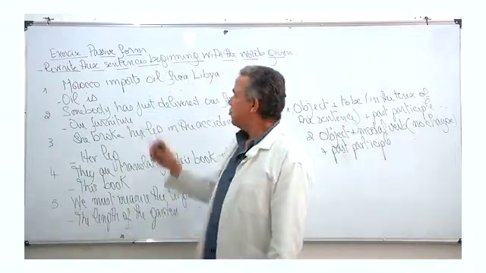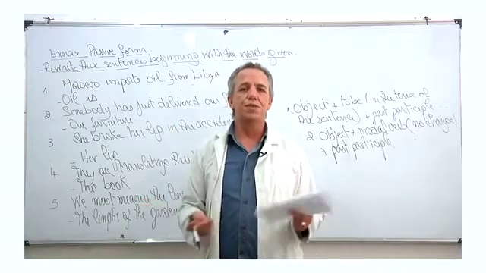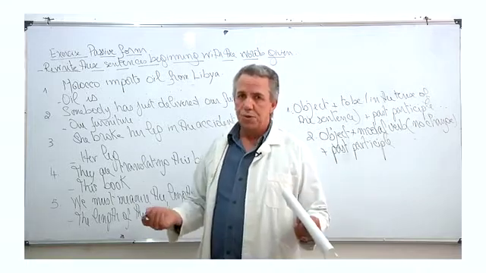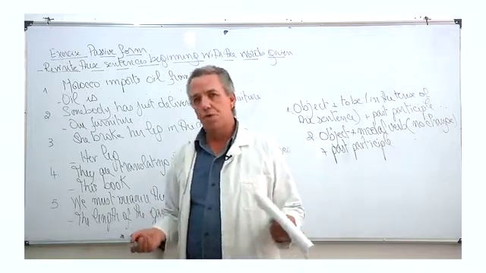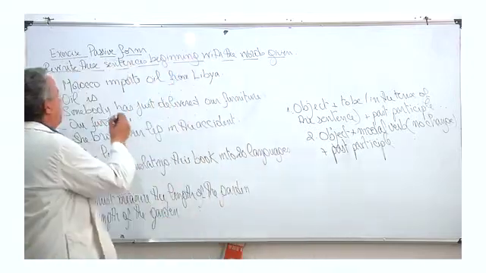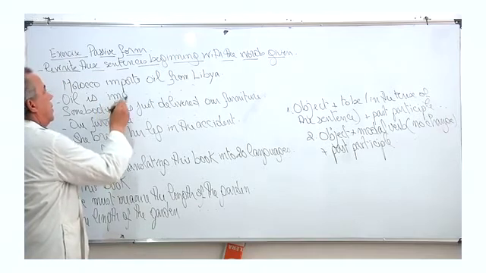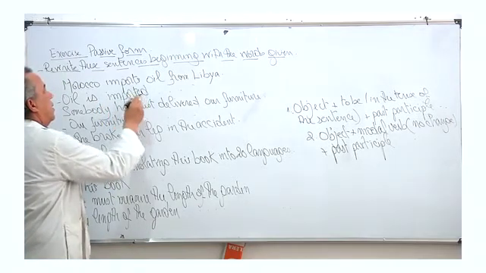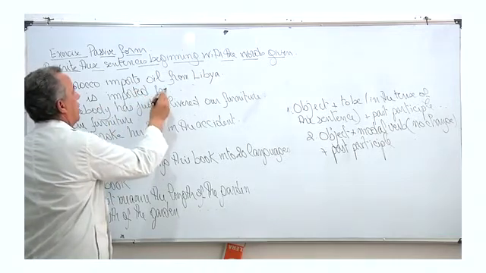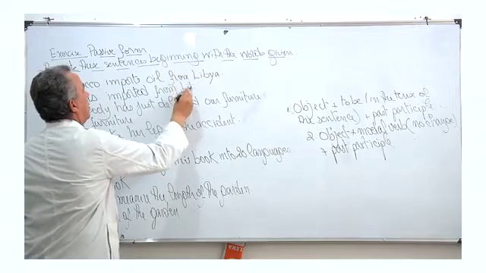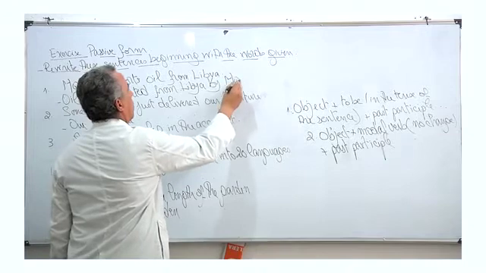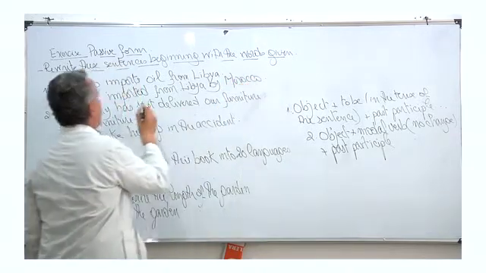Import. What kind of verb is import? Is it regular or irregular? It is a regular verb. So if it is a regular verb, it needs an ed at the end. So oil is imported. Oil is imported from where? From Libya. By whom? By Morocco.